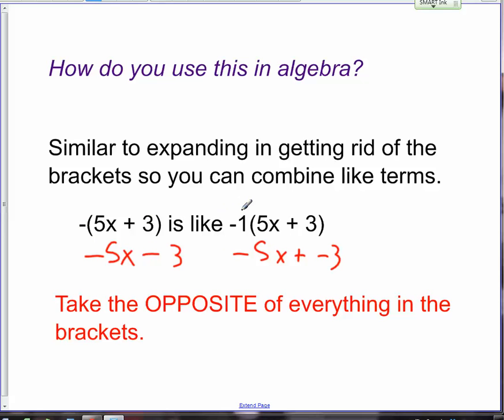Or I can think of distributing -1 to each term. So -1 times 5x is -5x, and -1 times 3 is -3. So I can think these are the same thing. Okay, -5x plus a -3 is the same thing as -5x minus 3. Remember, to subtract an integer, you can add its opposite. Same thing.